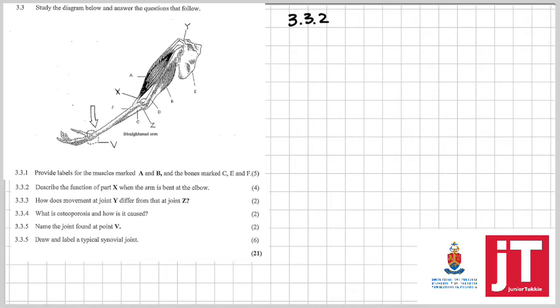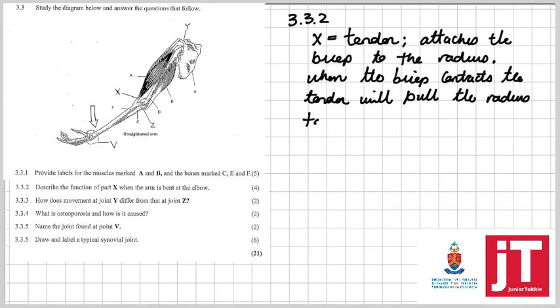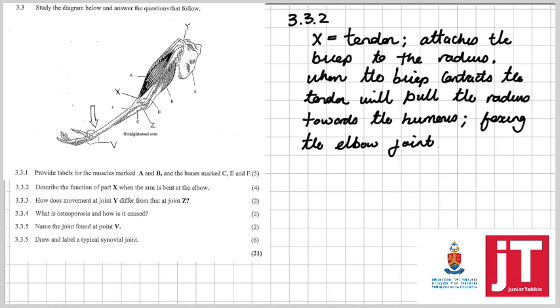Let's look at some of the other questions as part of this larger question. Describe the function of part X when the arm is bent at the elbow. Now, part X, here we're looking at the tendon. So let's look at the role of the tendon for the arm to be bent. So here we're talking about X being the tendon. It's going to attach the bicep to the radius. When the bicep contracts, it's the tendon's job to pull the radius towards the ulna, therefore flexing the elbow joint.